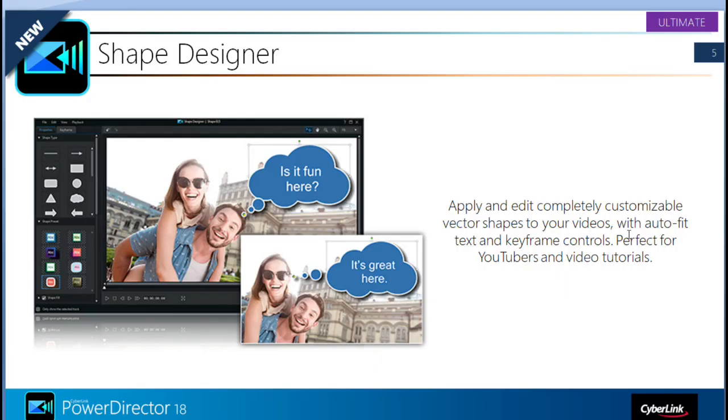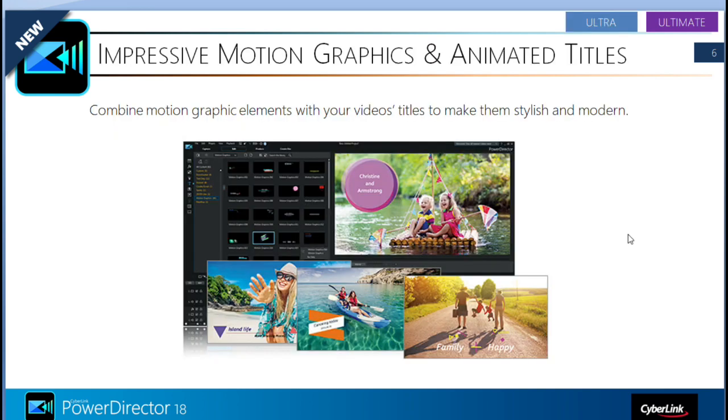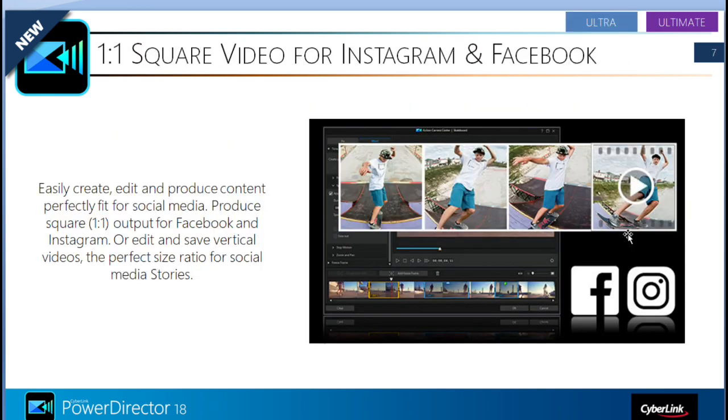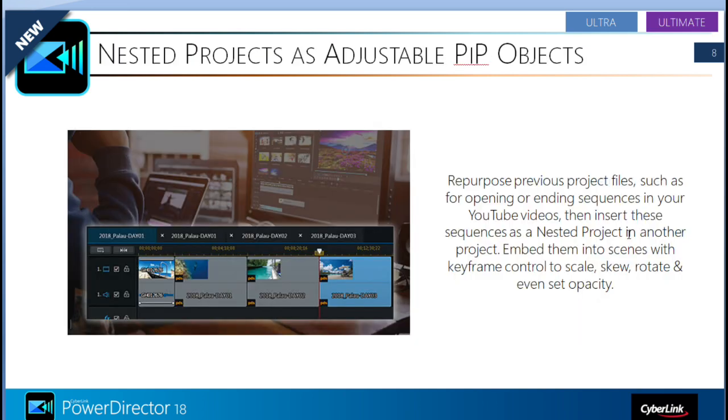Now we have a short description about the feature introduction, such as the shape designer. It is a shape designer with auto fit text, keyframe control and several other features. Impressive motion and graphics, a square video for Instagram and Facebook. Even you will have 1:1 ratio, nested project as an adjustable PIP object. So you have keyframe control to scale, skew, rotate and even set the opacity. You can repurpose your previous project files.